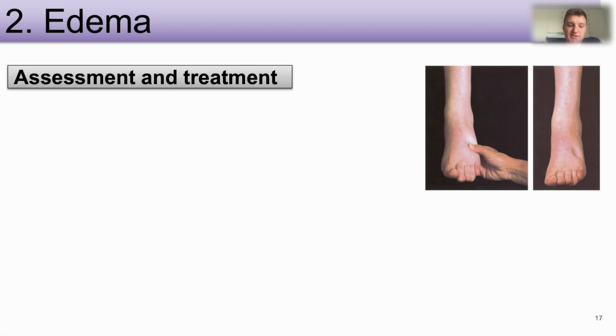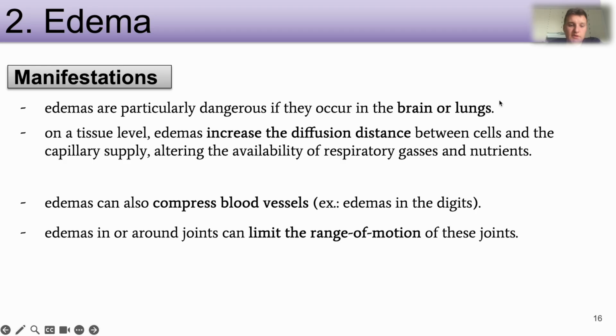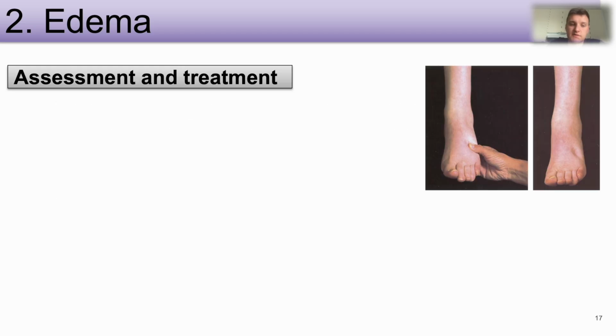Some manifestations of edema, right? Edemas are particularly dangerous if they occur in the brain or the lungs. On a tissue level, edema increases the diffusion distance between cells and the capillary supply, altering the availability of respiratory gases and nutrients. Edemas can also compress blood vessels, for example, edemas in the digits, in the fingers. Edemas in or around joints can limit the range of motion of these joints.